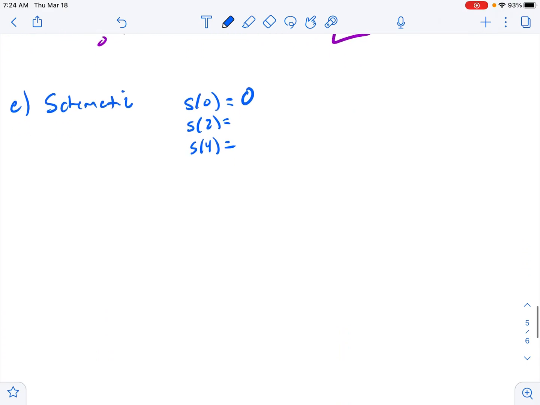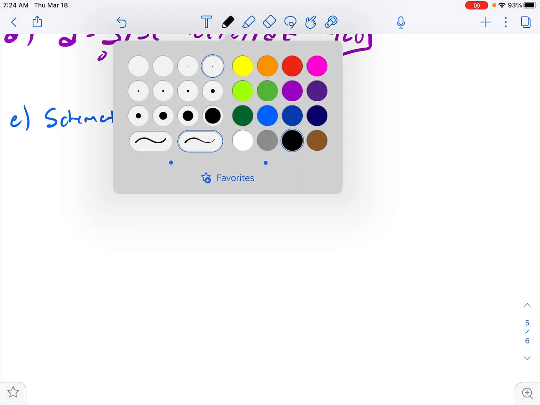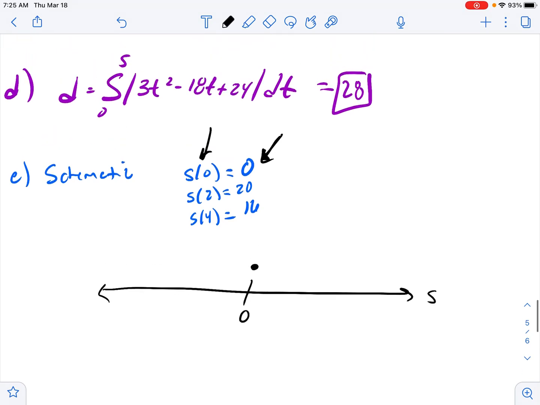All right, back at this, just to wrap this up, position at time 2 was 20. I just plugged it into the calculator, and position at time 4 is 16. Okay, so this is really all we need to draw the schematic. Here's our number line, label it S. There's 0. At time 0, we're at position 0, so a dot right there.